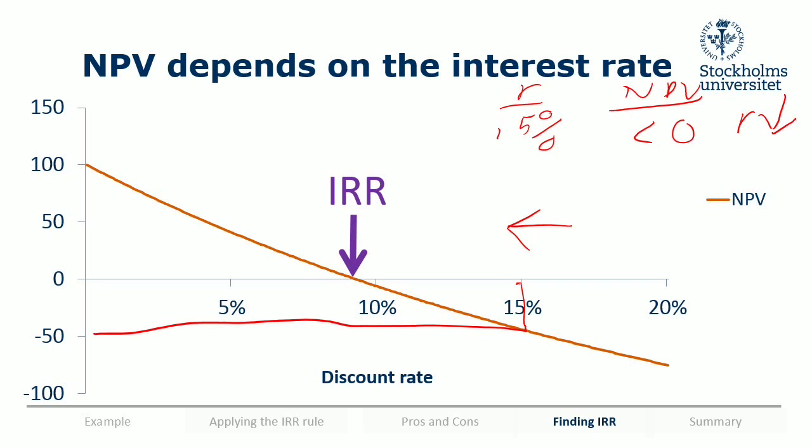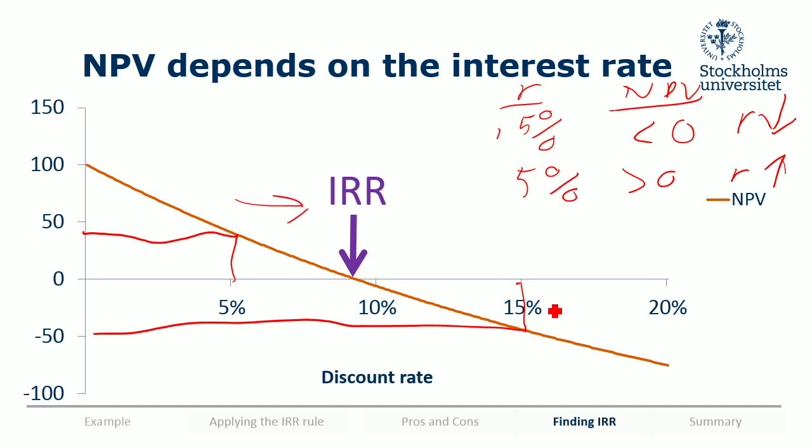How much smaller? Doesn't really matter. We could take, for example, 5%. Okay, what happens at 5%? Well, we look. Then we get a positive NPV, so NPV is greater than 0. If NPV is greater than 0, then we should guess on a higher interest rate, because it should be to the right of 5%.